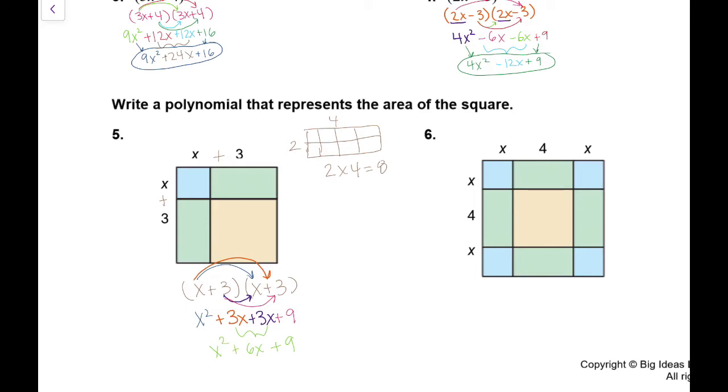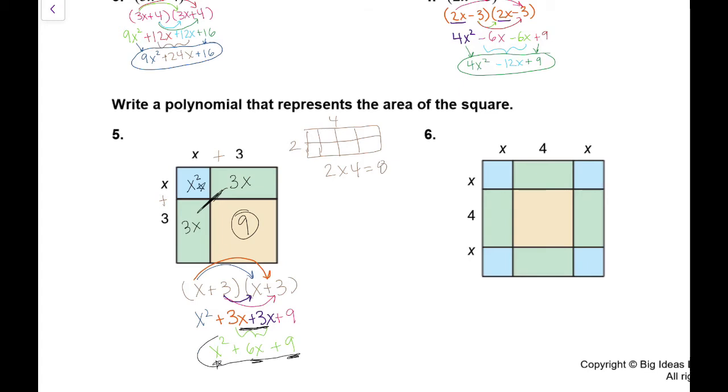Now let's look at the area model up here. If I take the x times x, I get an x squared. 3 times x gives me 3x. And 3 times x gives me another 3x. And 3 times 3 gives me 9. So that 9 lines up with the 9 in the answer. The two 3x's add together to give us 6x. And then that blue corner would give us our x squared.